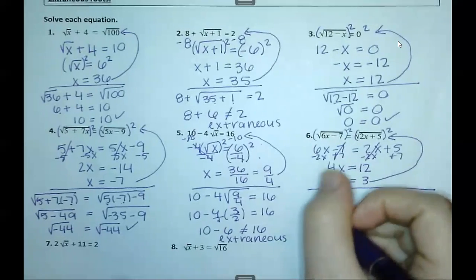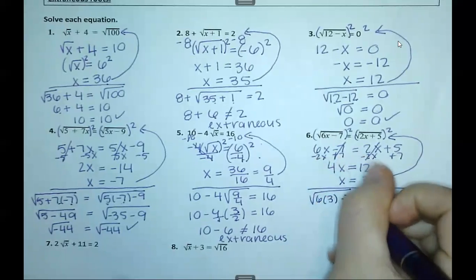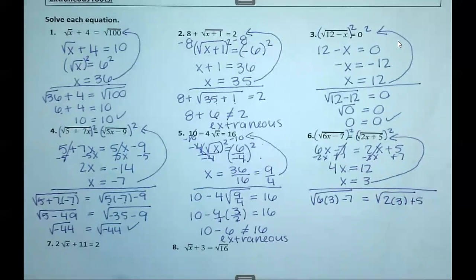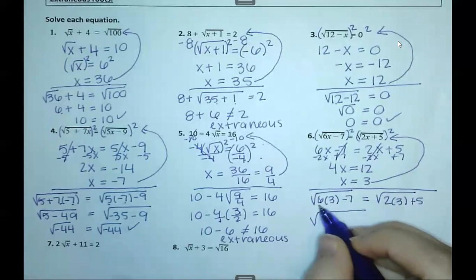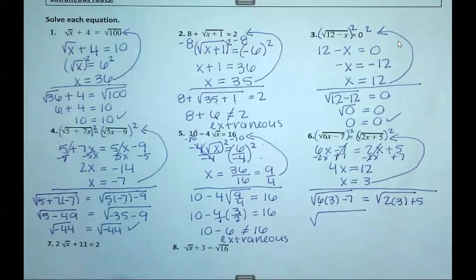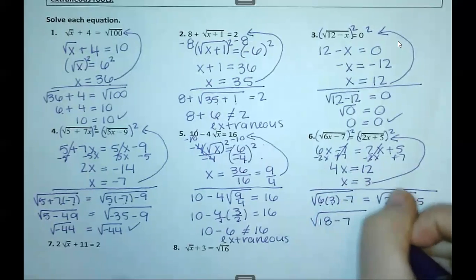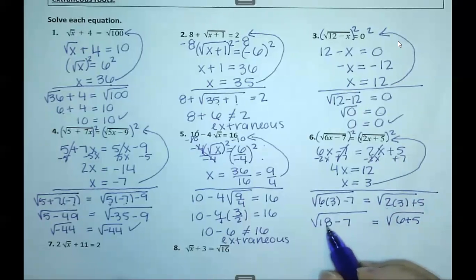So I would have the square root of 6 times 3 minus 7 is equal to the square root of 2 times 3 plus 5. All right, so underneath our square root here, we have 6 times 3 that we would do first, multiplication before subtraction. So 18 minus 7. And over here I have 2 times 3, multiplication before addition. 6 plus 5.